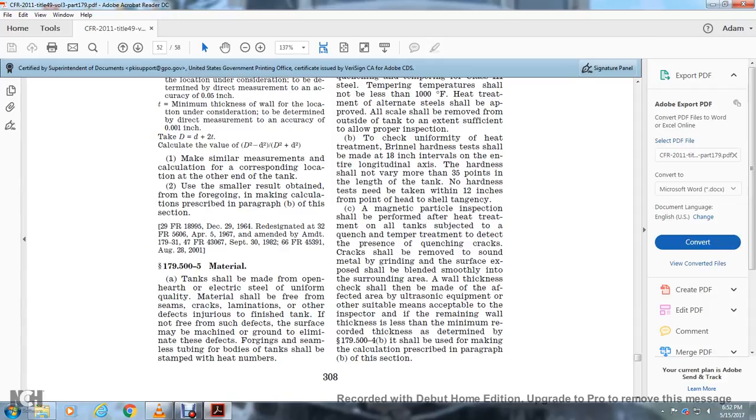Magnetic particle inspection shall be performed on all tanks after the quenching temperature and heat treatment, to detect defects. Quenching cracks: the cracks shall be removed to sound metal and the ground surface exposed, with the shell blended smoothly into the surrounding area. The wall thickness check shall then be made with ultrasonic equipment or other suitable means. Tanks shall be rejected if the wall thickness is less than the minimum required thickness as determined by 179.504(b), using the calculation prescribed in paragraph (b) of this section.